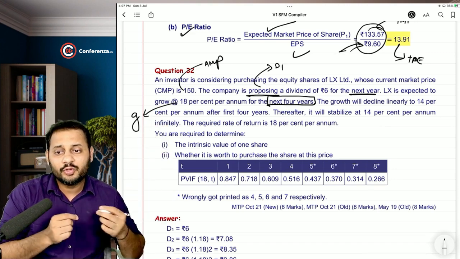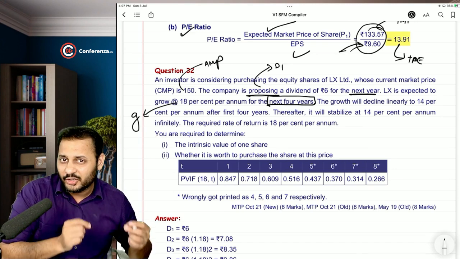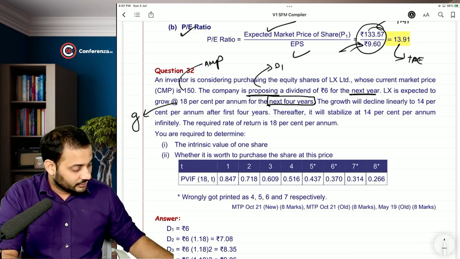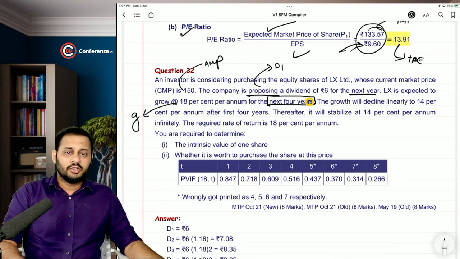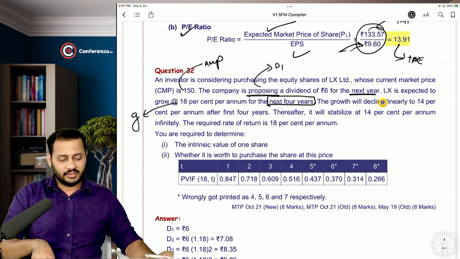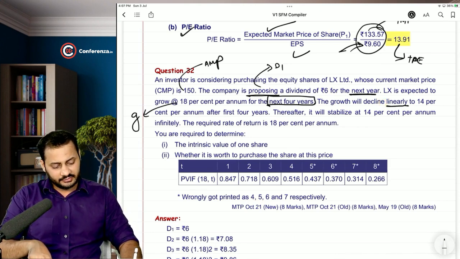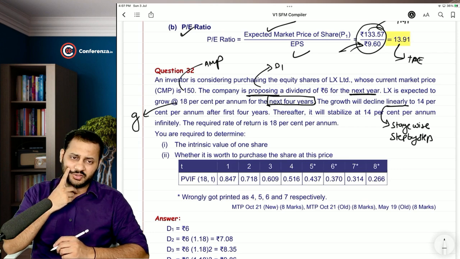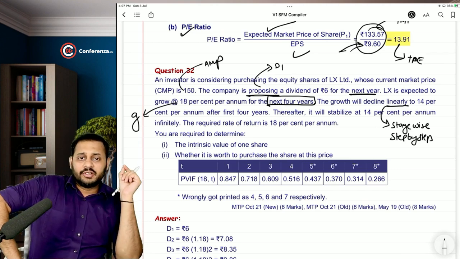And now you are going to learn something new in this question. Please focus on that. I am going slow on this. The growth rate will decline linearly. Underline the word linearly. We can write it down stage wise, or step by step, whatever you want to write. So the growth rate will decline.